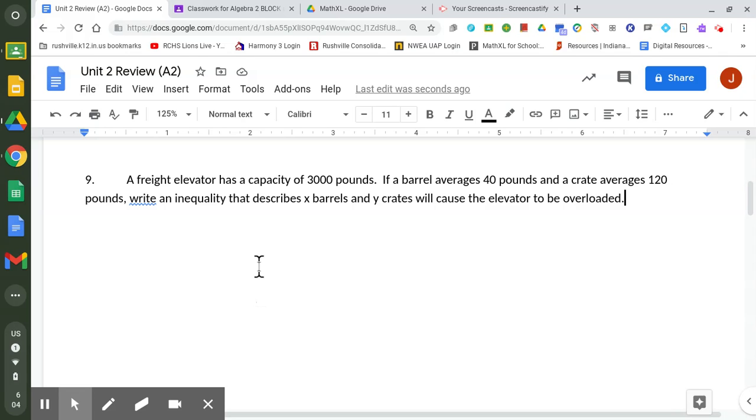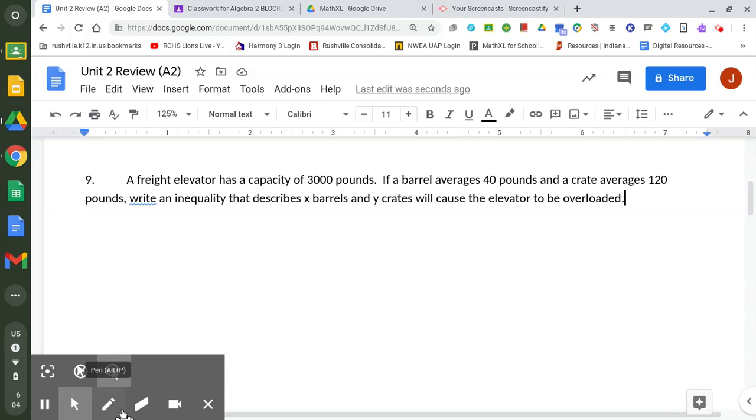So number 9 is another one of our applications. A freight elevator has a capacity of 3,000 pounds. That means that it can't hold any more than 3,000 pounds. If a barrel averages 40 pounds and a crate averages 120 pounds, write an inequality that describes X number of barrels and Y number of crates that will cause the elevator to be overloaded.